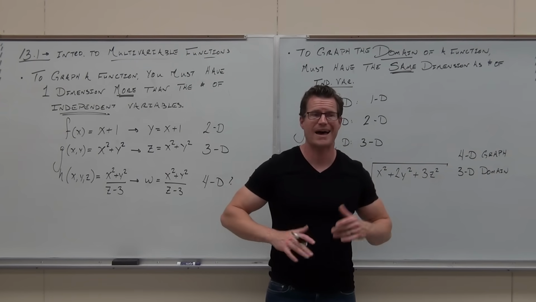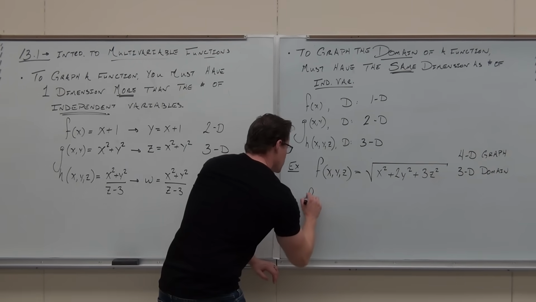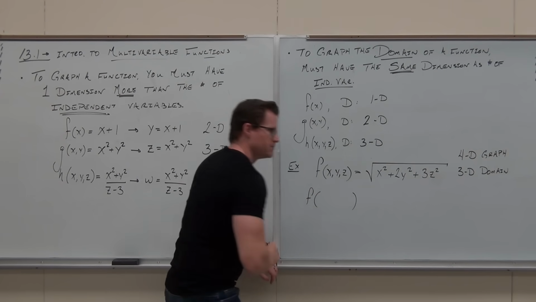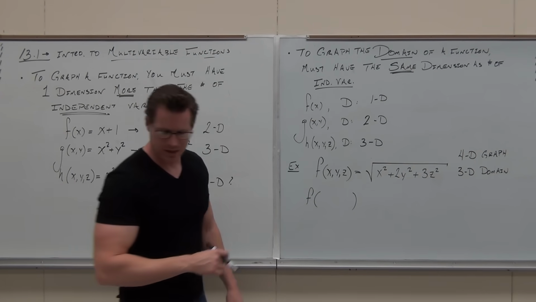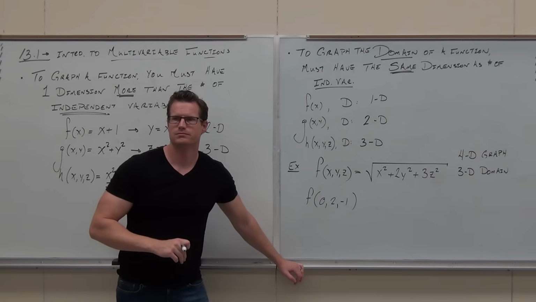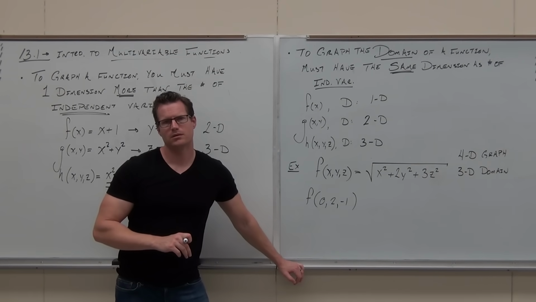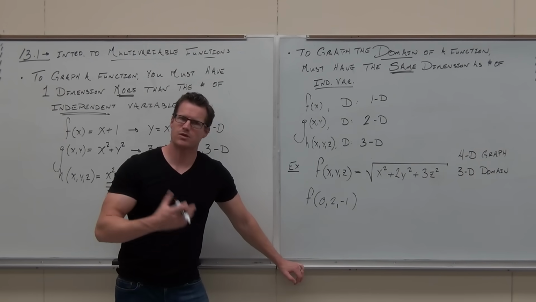So we'll talk a lot more about that, how to find it. Could you do stuff like if I asked you, find the function evaluated at 0, 0, -1, could you do it? Yes. What would you plug in for the x, the y, and the z? 0, 0, -1. Yep, the ordered triple.